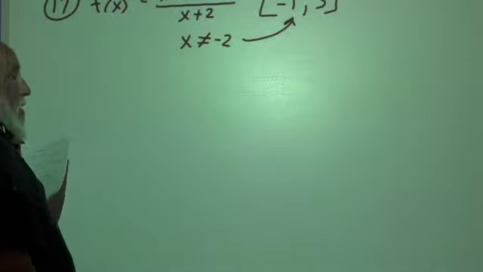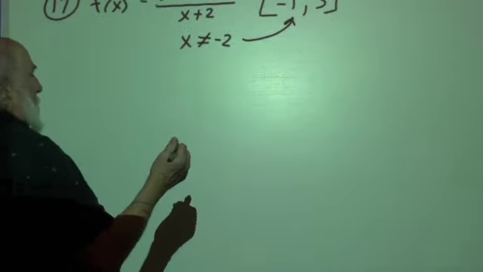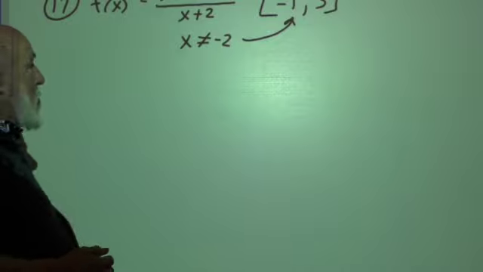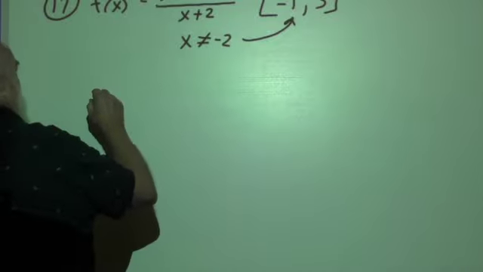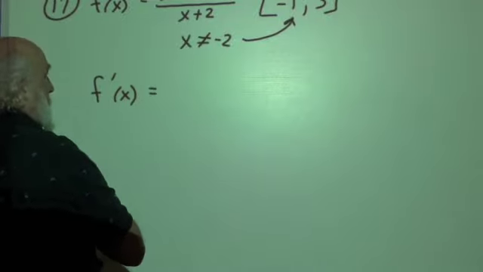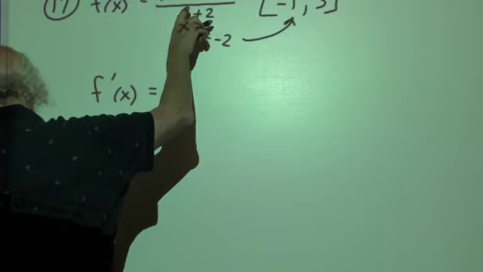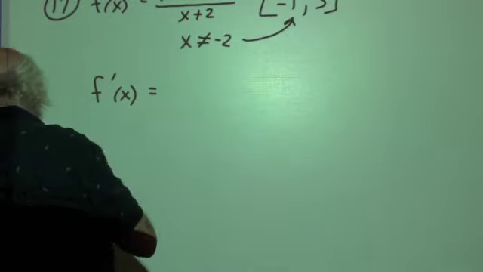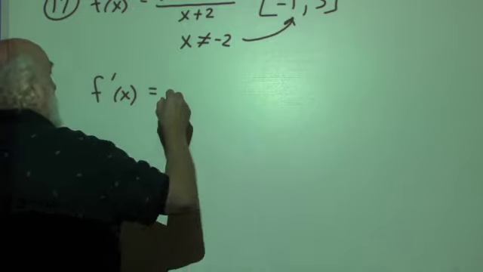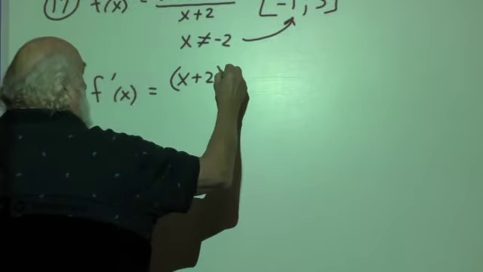But now the next question is, is it differentiable? And for that we have to find the slope and see if we have a 0 or not. So let's do that. So f prime of x, and this is where it gets a bit nasty. This is going to be x plus 2, make sure you get this right, x plus 2 times this whole thing as a derivative.